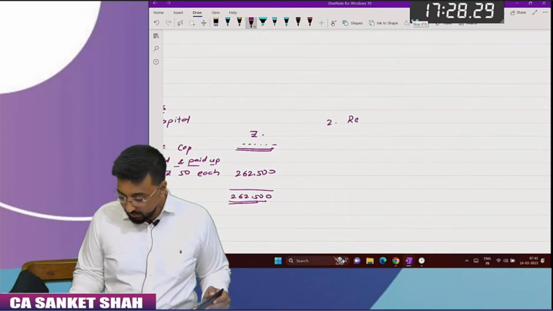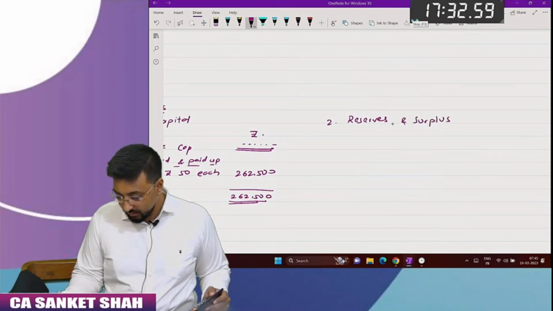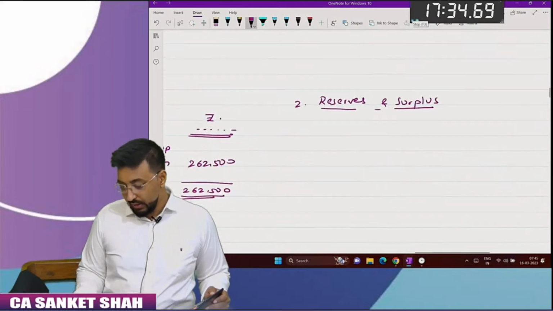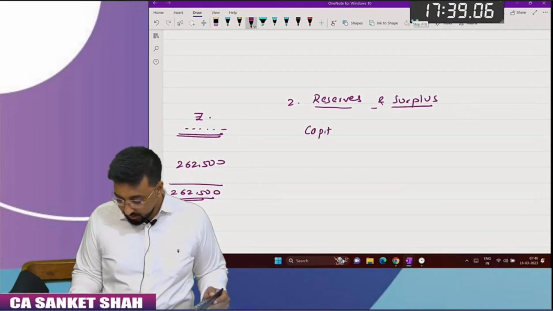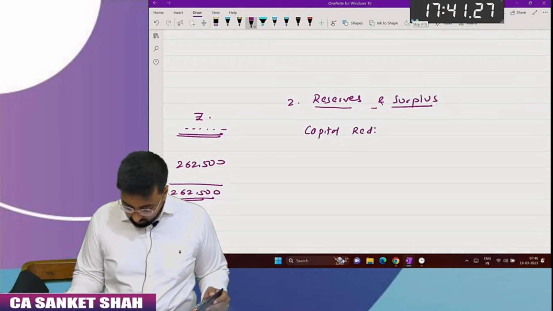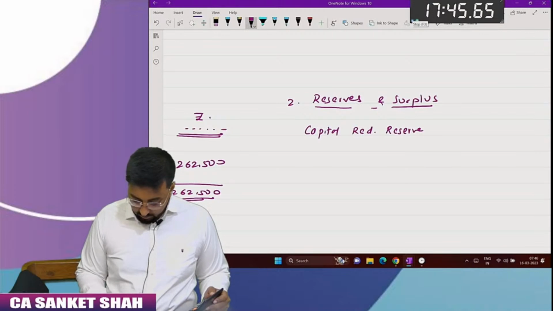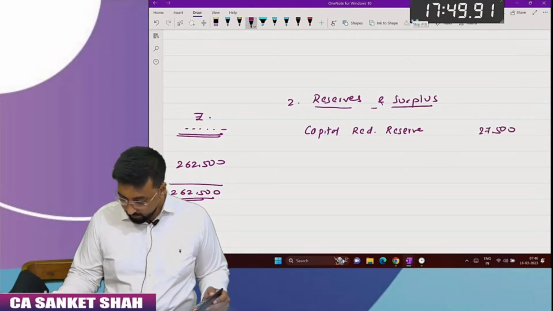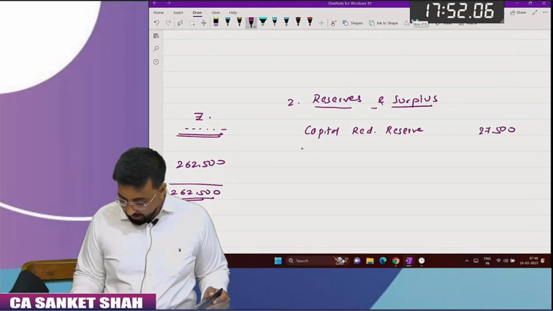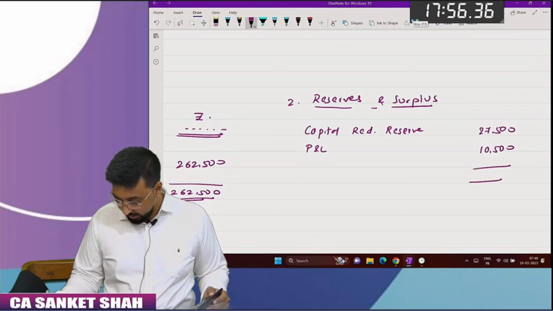Second one, reserves and surplus. Capital redemption reserve 27,500 and P&L 10,500, total 38,000.